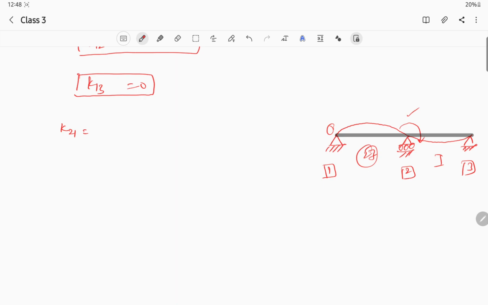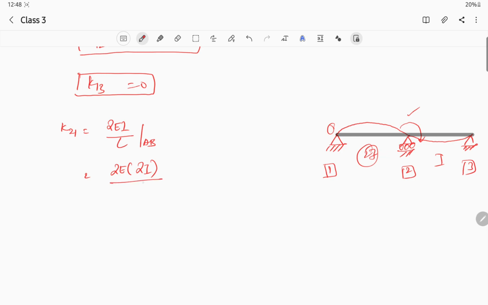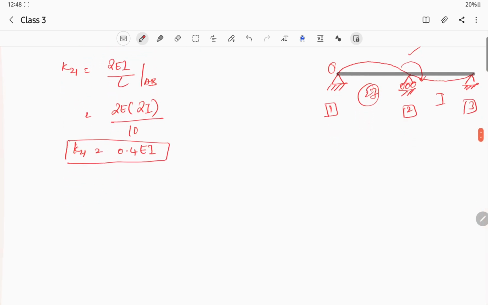So K21 is equal to 2EI by L for span AB. Alright. So 2EI, how much is it for span AB? Again 2I, right? We know that. So 2EI by L, L is 10 meters, which is equal to how much? 0.4 EI. So that is K21.